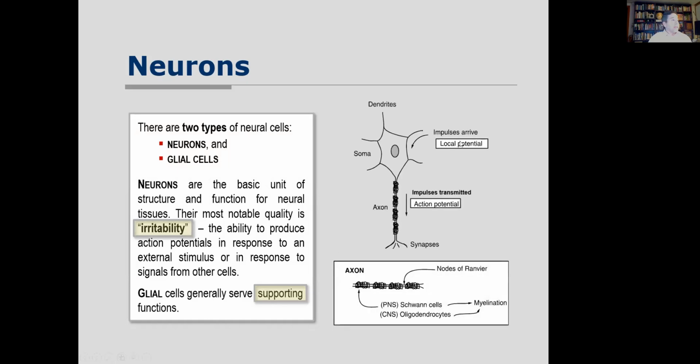So what does a neuron look like? This is a prototypical or typical neuron. It has two parts. It has a cell body or soma, and it has an extension called an axon. And local impulses or small electrical activities arrive in the dendrites and the soma, the body. And these impulses are transmitted. They go down to the next neuron via very large electrical changes called action potentials. So small electrical changes or local potentials come into the body of the neuron called the soma, and the large electrical changes or action potentials go down the axon.